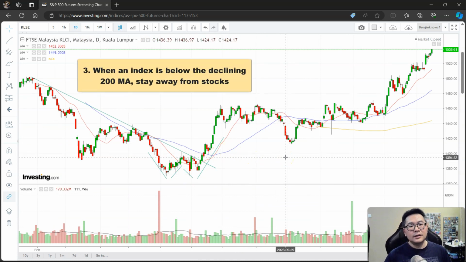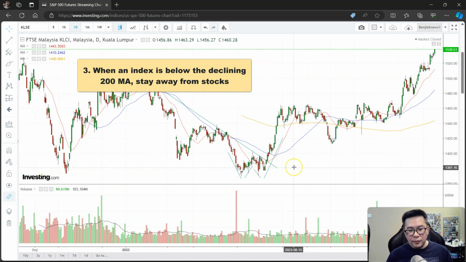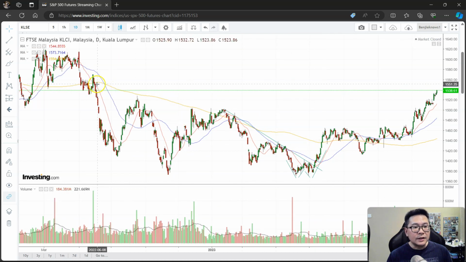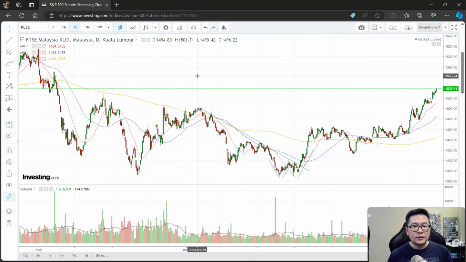Now the third lesson that we can learn is when the KLCI index is below the declining 200 MA, stay away from stocks. What is the 200-day MA? This is the 200-day moving average. It's a very important moving average to technicians or even investors. It tells you whether you should be bullish long-term or bearish long-term.